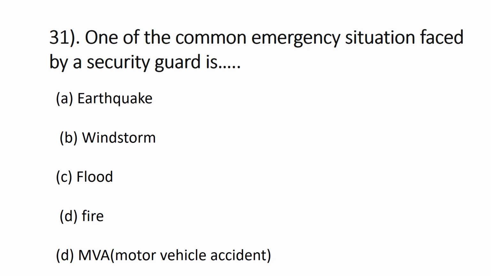Question number 31. One of the common emergency situations faced by the security guard is A. Earthquake, B. Windstorm, C. Flood, D. Fire, E. MVA, motor vehicle accident. Okay, the correct answer is fire. Fire is a common emergency situation that is faced by the security guard. Okay, the correct answer is fire.